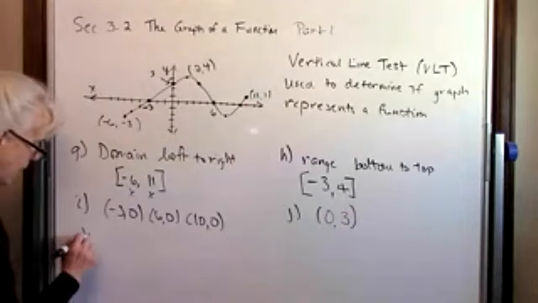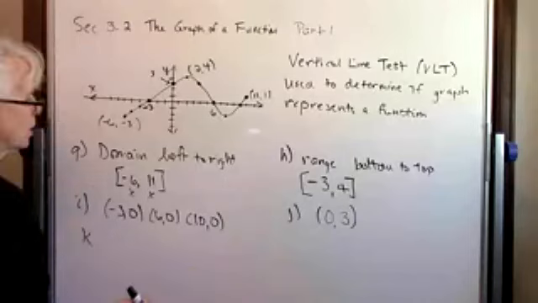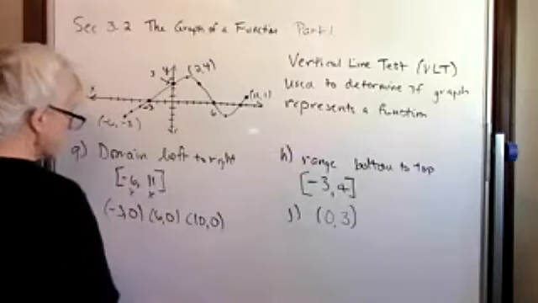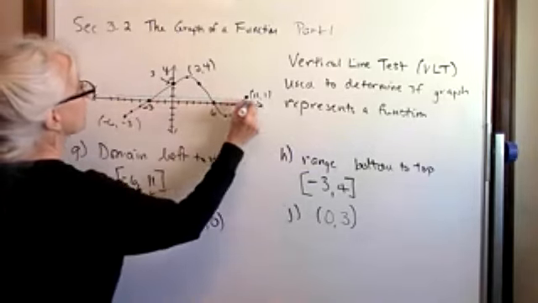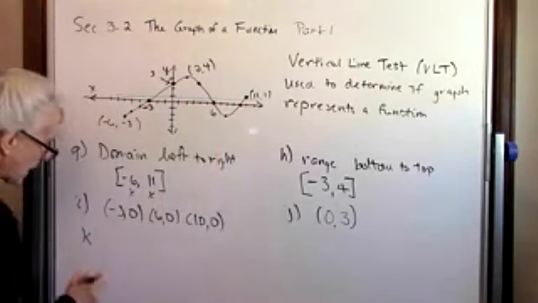K asks, how often does the line y equals 1/2 intersect the graph? Well, y equals 1/2 is a horizontal line, and it's a horizontal line cutting through right here at 1/2. Well, it touched that graph or the curve 3 different times. So part K is 3 times.